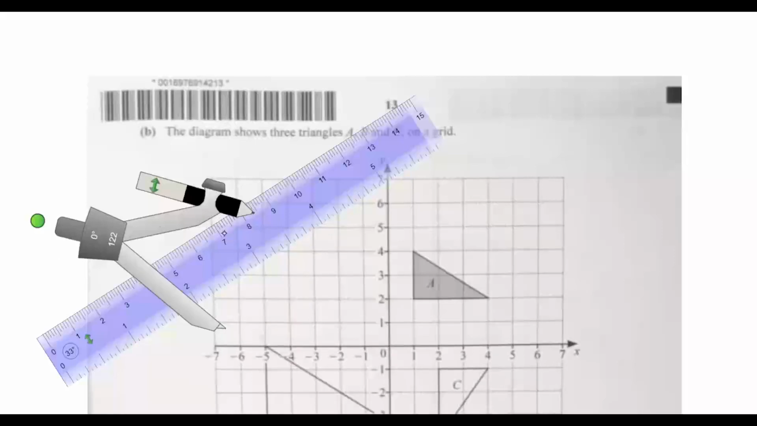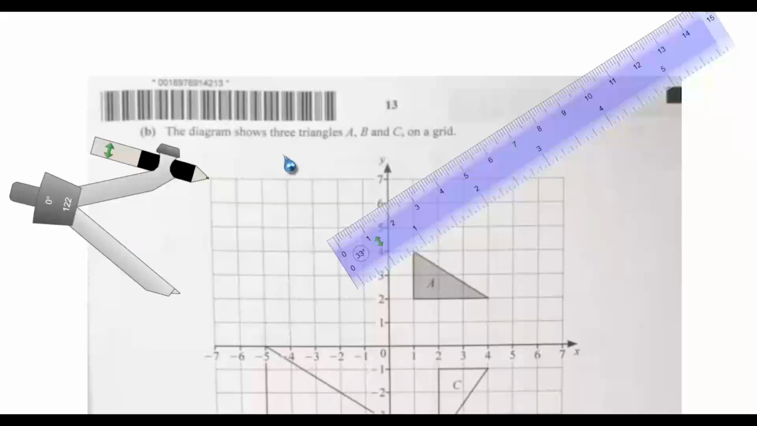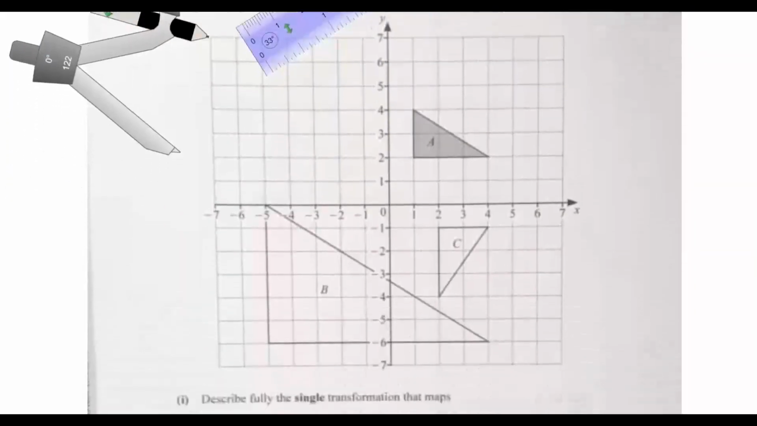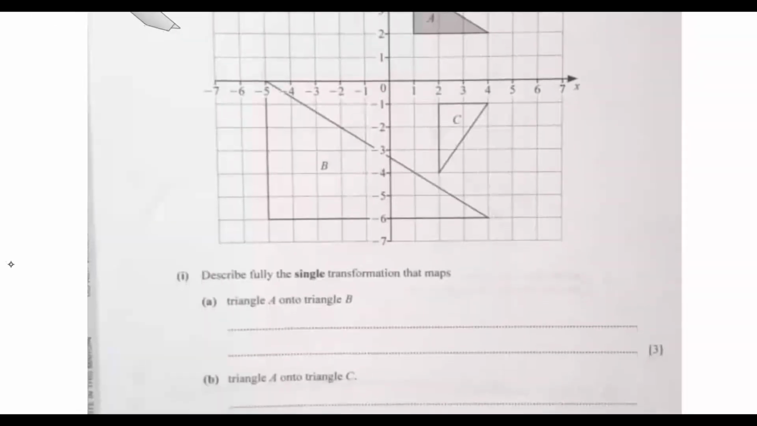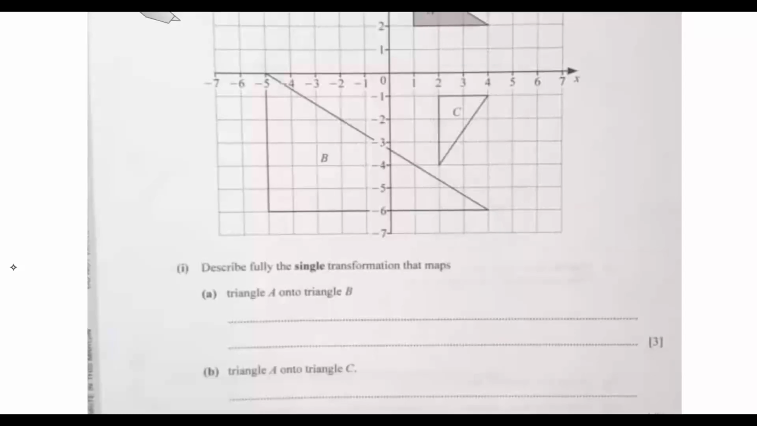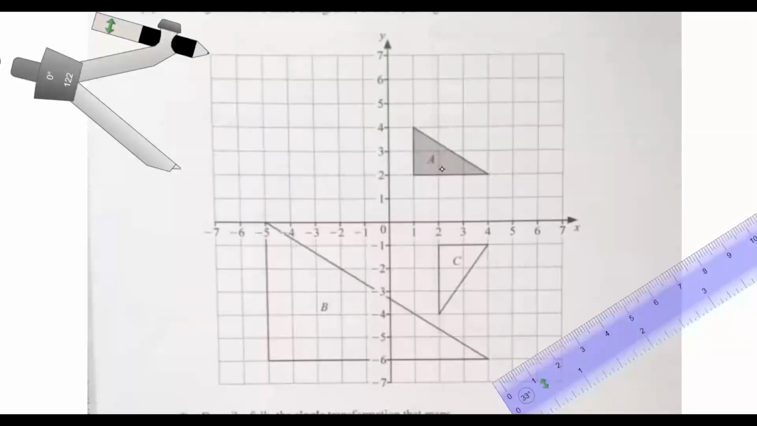So we need to go to the next question. So this is the next question. It's all about transformation. The diagram shows three triangles A, B, C on a grid. So you can see the three triangles respectively. Let's scroll down. Let's see what we have to do here. So we have to describe fully the single transformation that maps triangle A onto triangle B. If you look at triangles A and B respectively, you will see that the transformation that maps A onto B is enlargement.